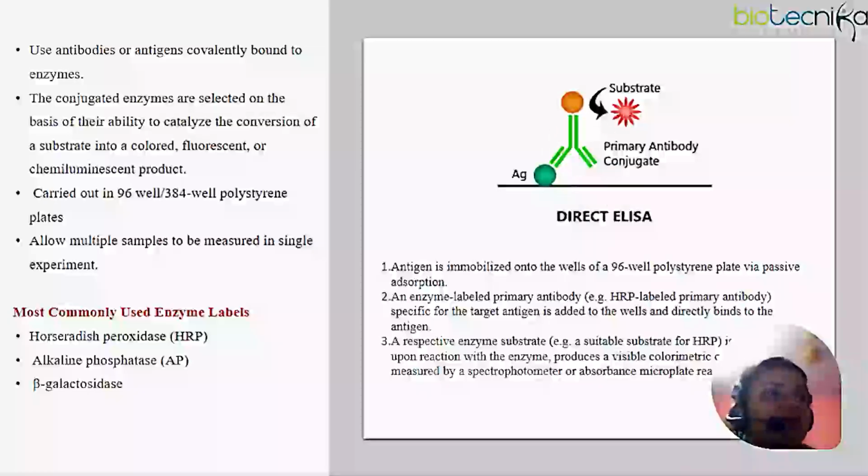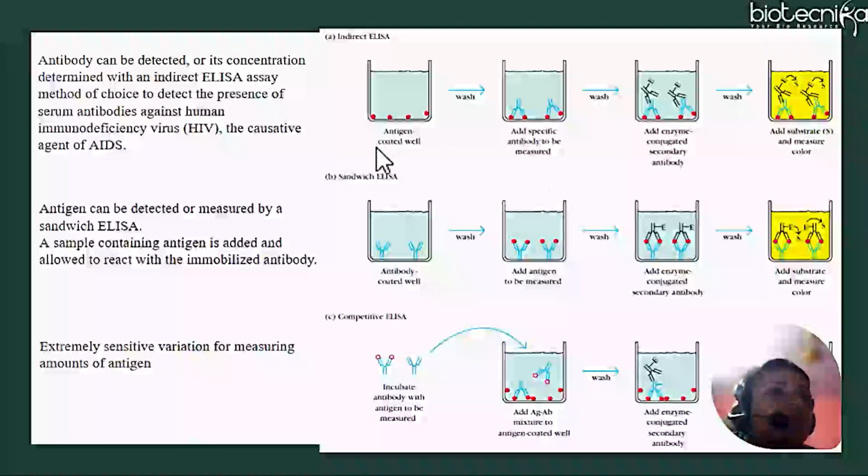We are using only primary antibody. The second type is your indirect ELISA. Now, what happens in your indirect ELISA? Here also you are coating the well with an antigen. You wash off anything excess or extra, which you do not want to hamper your experiment. Then you add the primary antibody, which is very, very specific towards your antigen that you have coated.